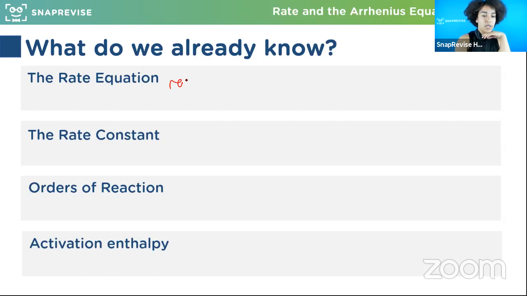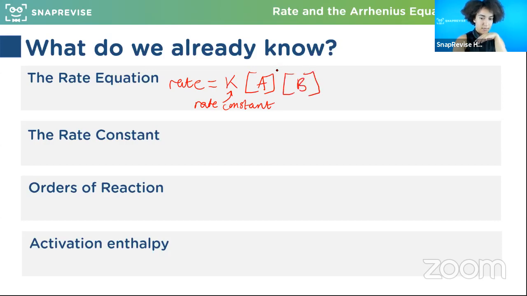So the rate equation is rate is equal to k, which is the rate constant. That gives you a little bit of a clue as to the next one. And it's the rate constant times the concentration of our reactants. And then sometimes you have a power here, and that power tells us the order of reaction, but we'll go into more detail with that over there.